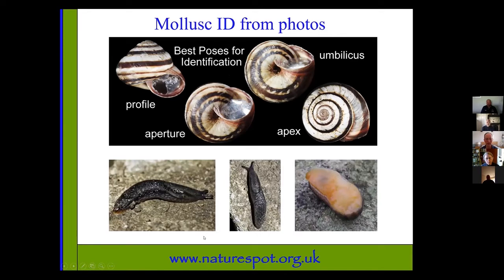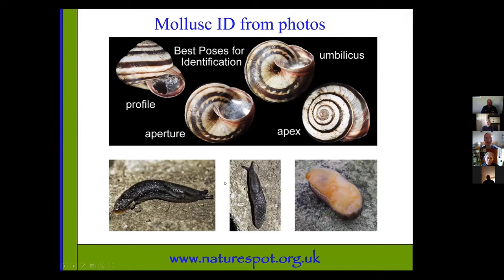Now with slugs, you've always got to remember that the most important side is the right-hand side, because that's the side that has the breathing pore. If you can see my cursor, you can see the breathing pore on that side of the slug. There's often different patterning or colors around the edge of it. Also, on this slug, Arion hortensis, the black line above the breathing pore runs over the top of that pore, and that's another key feature. So take a side-on shot from the right, a dorsal shot looking straight down, but also look at the sole. Quite a few slugs have colored or patterned soles, so it's important to have that picture.